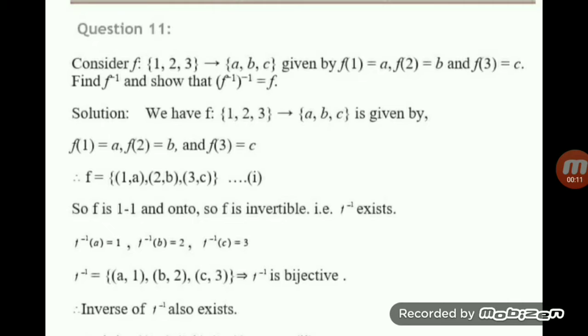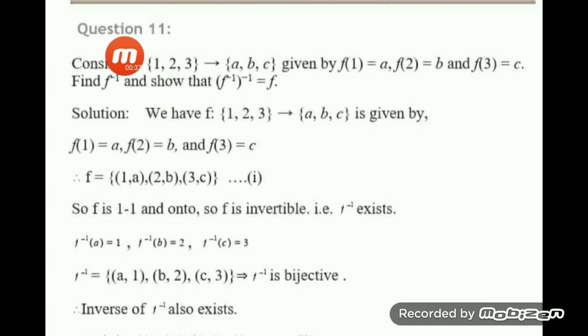Here in this video we will do the solution of question number 11 of exercise 1.3. First let me read the question. Consider the function f from the finite set {1, 2, 3} to the set {a, b, c} given by f(1) = a, f(2) = b and f(3) = c. Your question is to find f inverse and show that (f inverse) inverse equals f. Hope you understand the question.